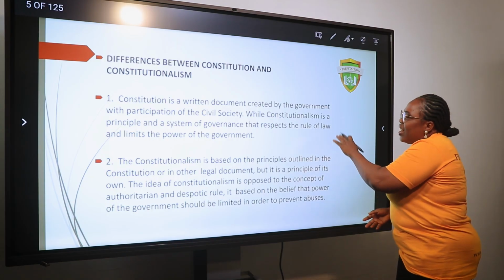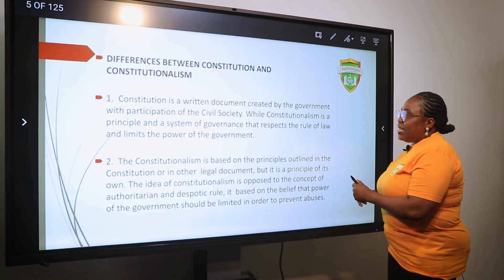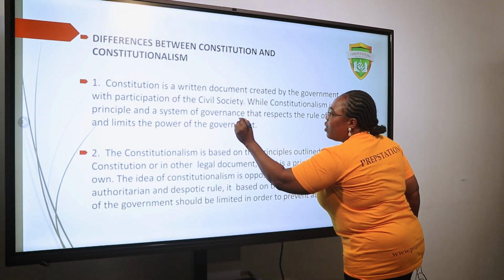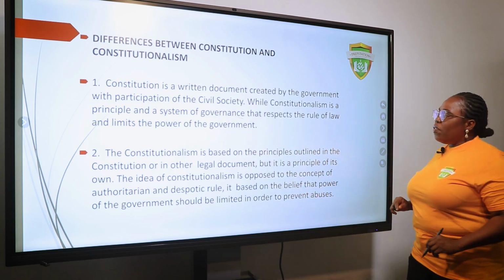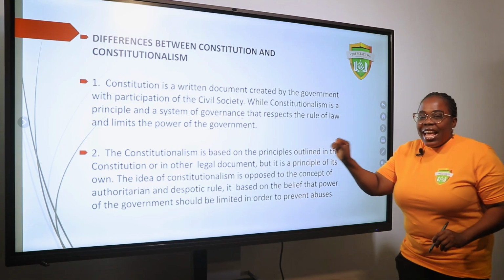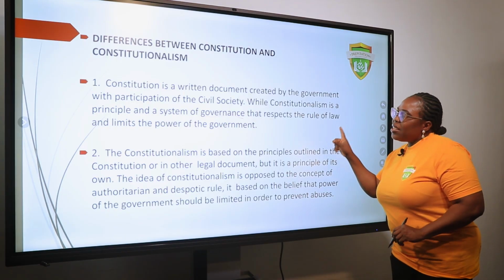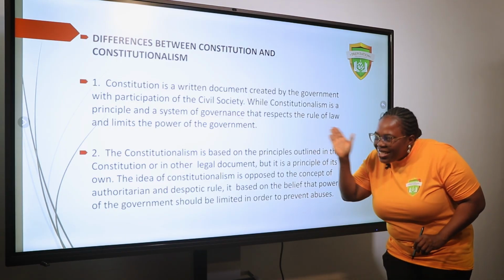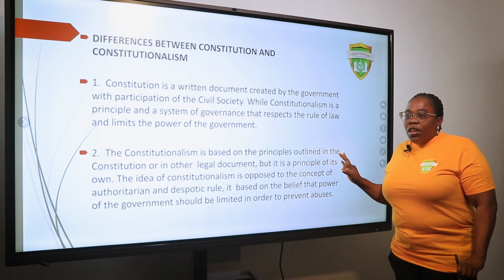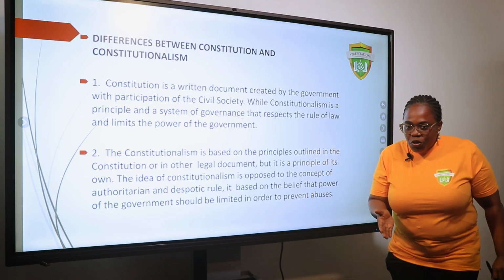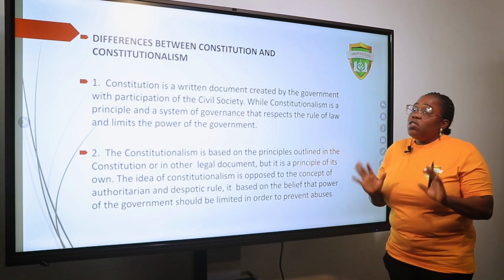Now, constitutionalism is a principle and a system of governance. You see the word system of governance. I want you to take note of this. System of governance, telling you that it is telling the government how it should rule, that respects the rule of law and limits the powers of the government. I like this part. The rule of law. You shouldn't abuse power that has been given to you, and it restricts their activities so that power is not being abused.